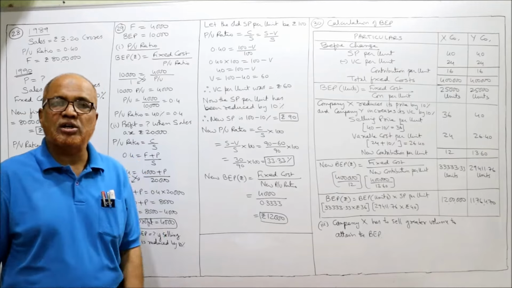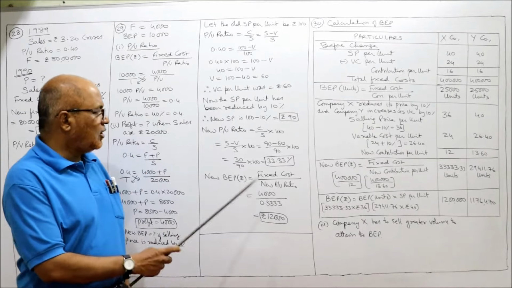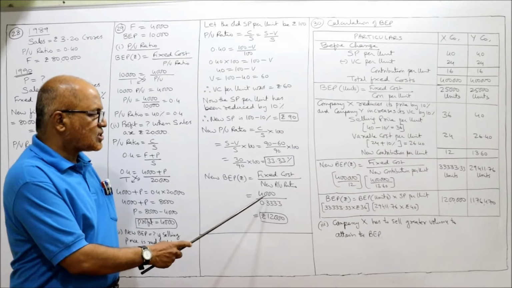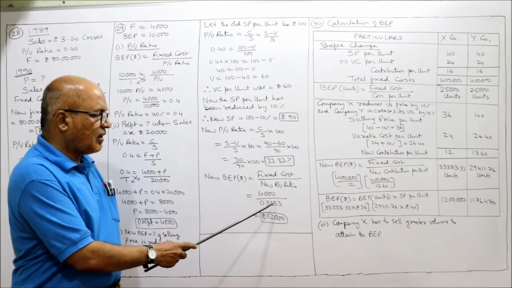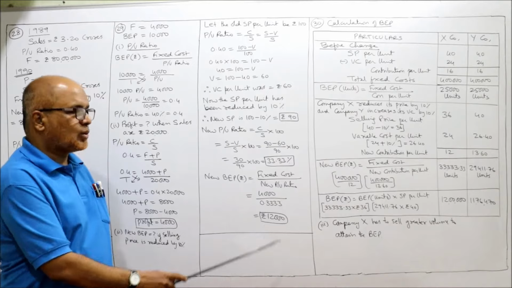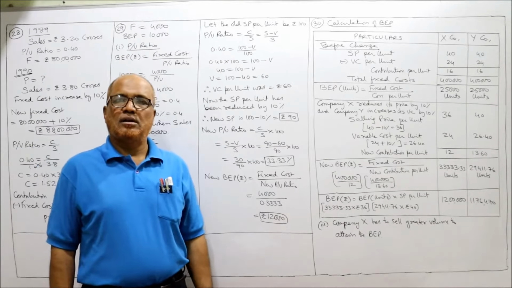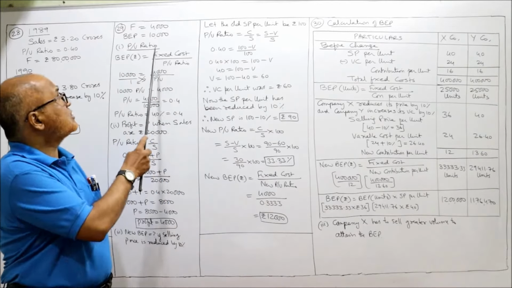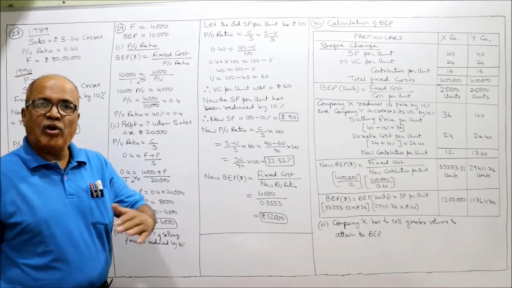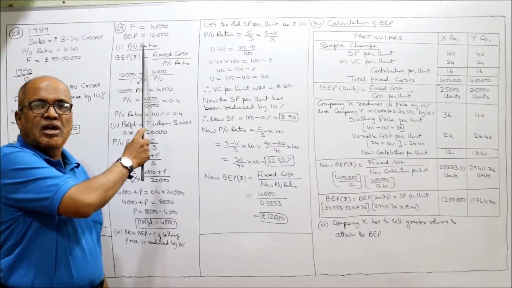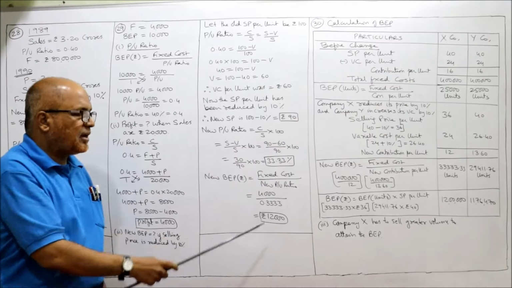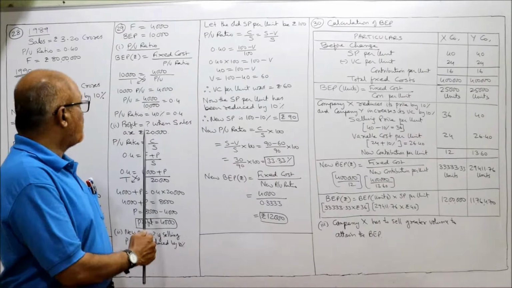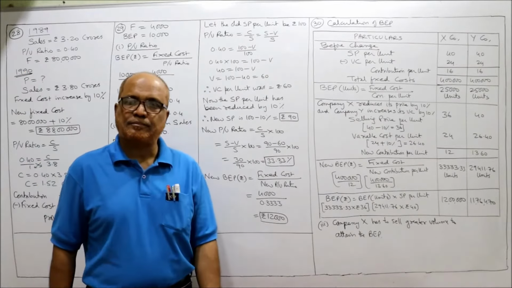Now it is asking what the new break-even point is. The new break-even point is equal to fixed cost divided by the new PV ratio. The fixed cost is 4,000. 4,000 divided by 0.3333 is 12,000 rupees. The new BEP will be 12,000. The old BEP was 10,000. After the change, the BEP will become 12,000. That's all. This is the end of problem number 29.